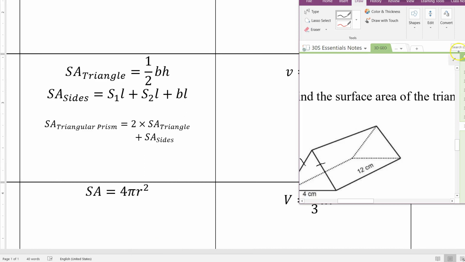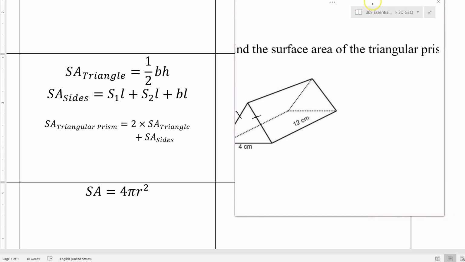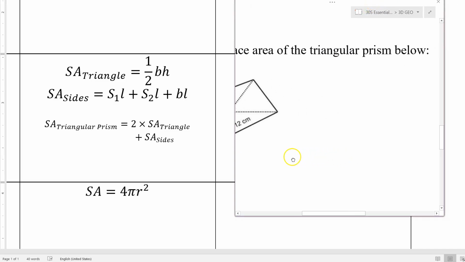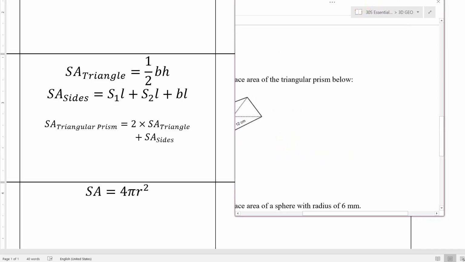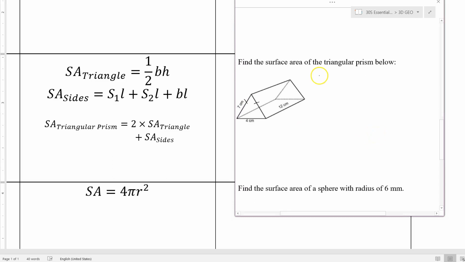So let's just take a moment and write down what the formula is here, and give yourself a little bit of space. So I'm going to say, okay, the surface area, and I'm just going to shorten it, of the triangle equals 1/2 base times height. And then we have the surface area of the sides.